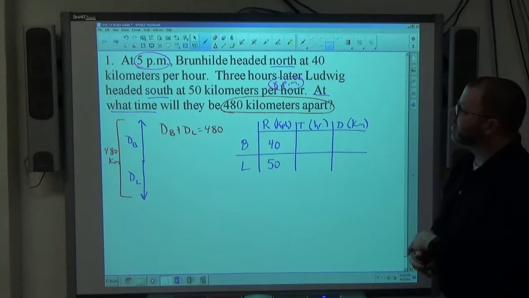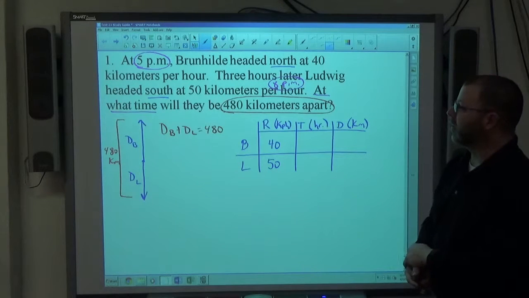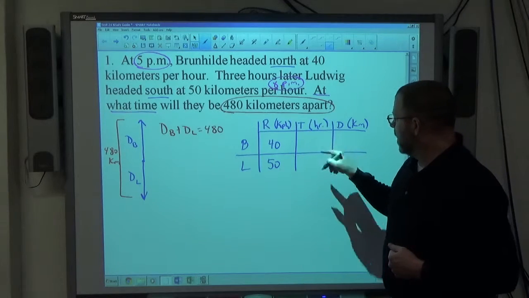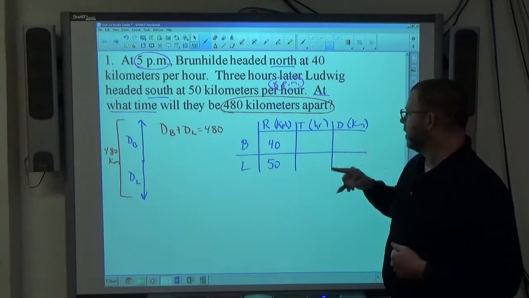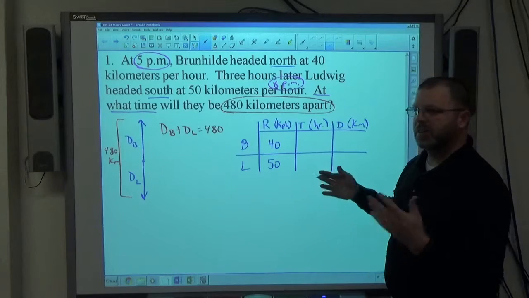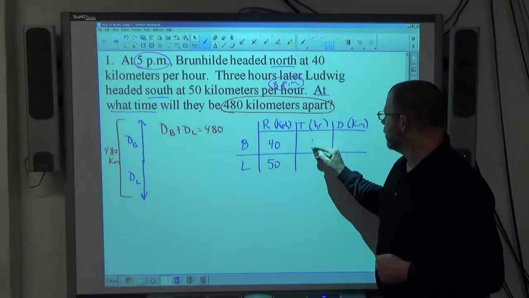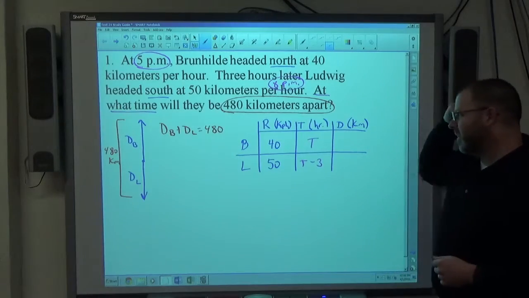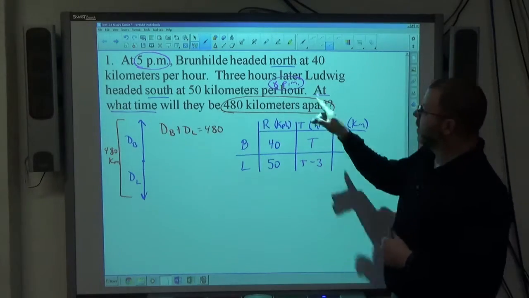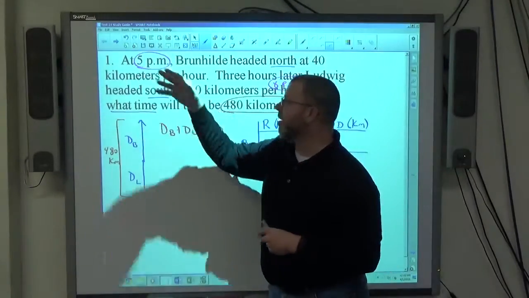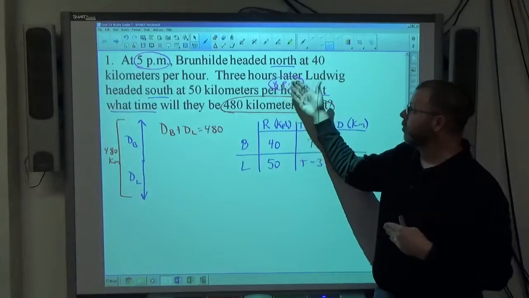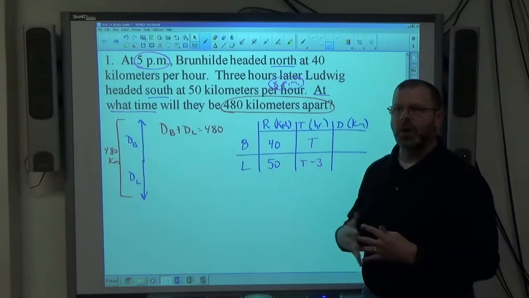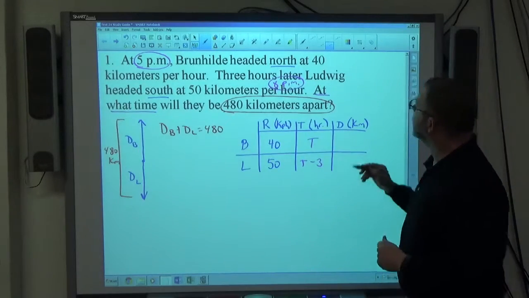But what we can see is that since she left earlier than he did, her time is 3 hours more than his time. So we can either put him as t and her as t plus 3, or her as t and him as t minus 3. Take your pick. I'm going to go with Brunhilde being t and Ludwig being t minus 3. And that confuses some people sometimes because we can see 8 obviously is 3 bigger than 5, and we might think with Ludwig plus 3, but he's leaving later, his time of traveling is less. So that's why we have to figure that out.